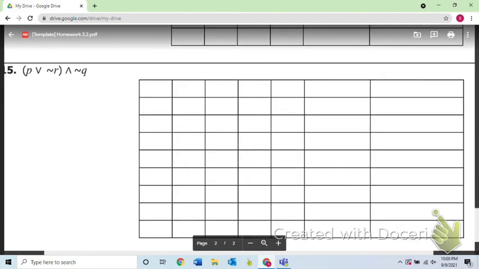So we did this one in class, but we'll go over it again. This is P or not R, and that's in parentheses, so that's one statement, and not Q. So what we do here is we start off with P, Q, and R, and then notice that we have 2 negations in our statement. We have not R and not Q. So we'll write those down.